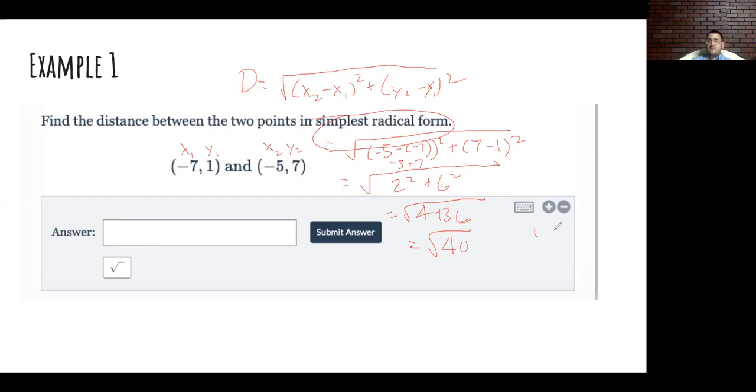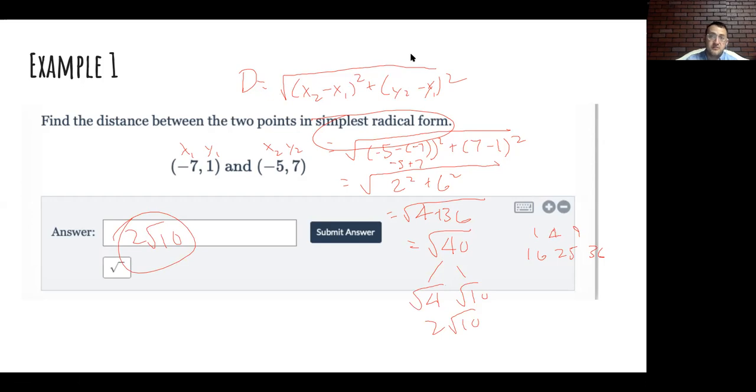So I'm just going to write my perfect squares. I'll just write up until 36. I do see that 4 goes into 40 10 times. So I'm going to do square root of 4 times square root of 10. So I'm going to get 2 square root of 10. And that is my final answer.